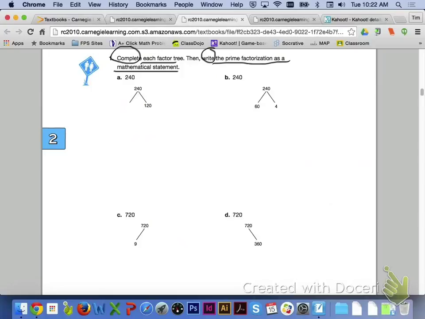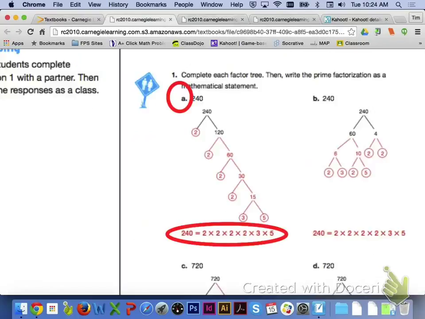Let's take a look at the top of page 56. Number 1 says to complete each factor tree, then write the prime factorization as a mathematical statement. What I would like you to do is letters A, C, and E for number 1. You are only doing those 3 letters. You are figuring out the prime factorization for 240, 720, and 360, just A, C, and E. Go ahead and do that with your group members.